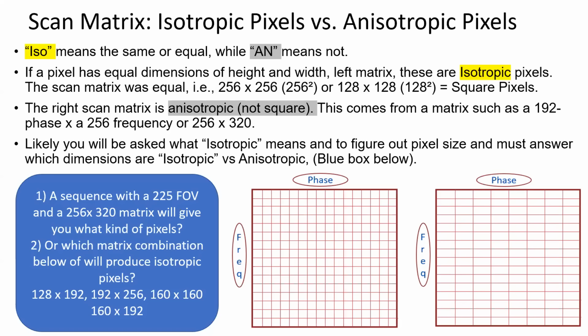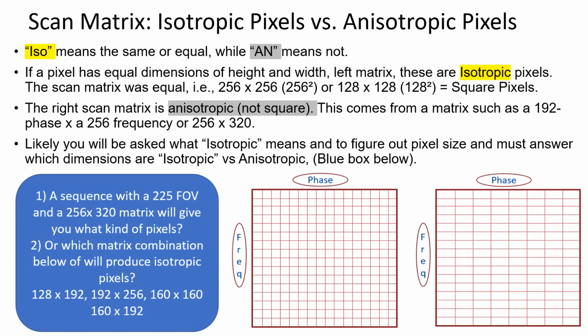So here's a question that I heard was on the registry a while back, and this is going back years. They said a sequence with a 225 field of view and a 256 matrix will give you what kind of pixels? So as soon as you say, okay, well, they're not going to be square, that means they're going to be anisotropic. So they might ask you a question like that. Do you know what an versus iso means?